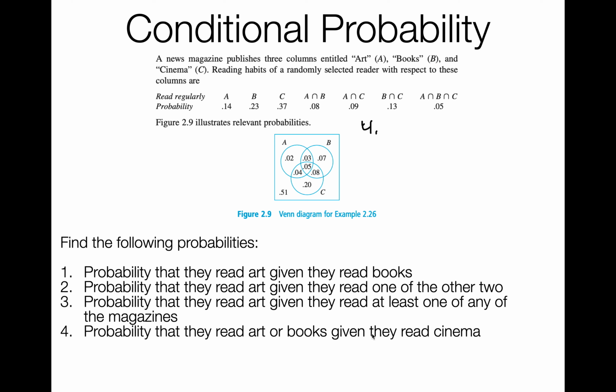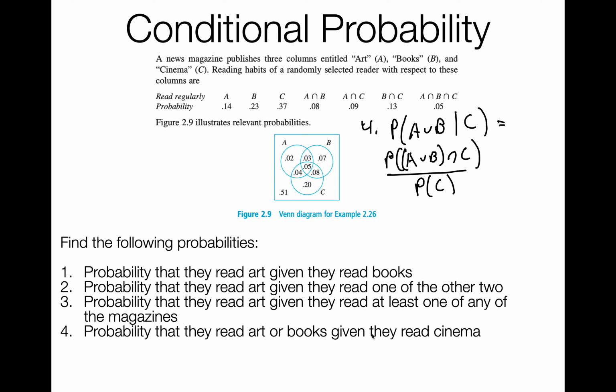Point 4. What's the probability that they read art or books given that they read cinema? Okay, so that is A or B, right? Art or books, given that they already read cinema. So again, by the definition of conditional probability, we have the probability of A or B now intersect C divided by the probability of C. So that's easy. That's 0.37. We get that from above here.